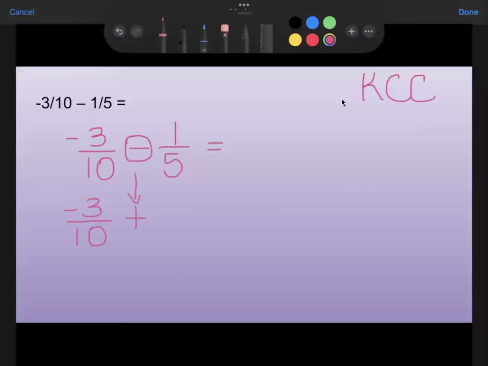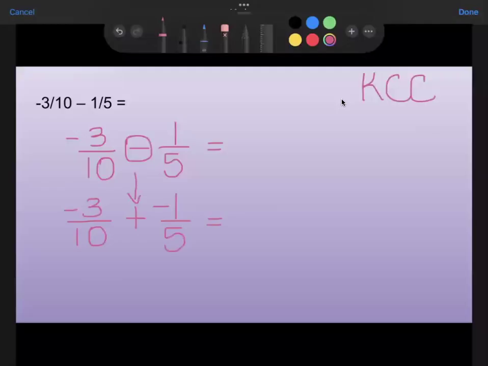And then I'm going to change the sign of the second number. So the second number is 1/5. So I'm going to change that to negative 1/5. Now I can use my adding integers rules. But I don't want to do that yet because when we are adding fractions, they have to have the same denominator.